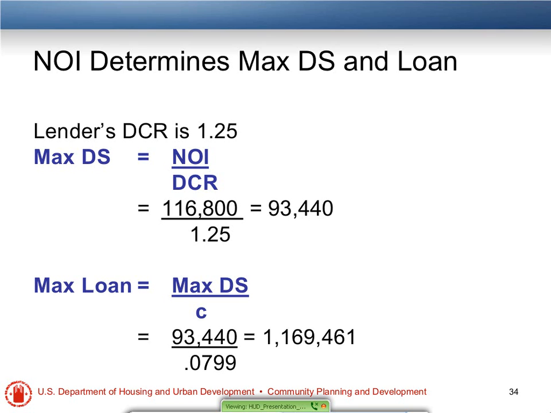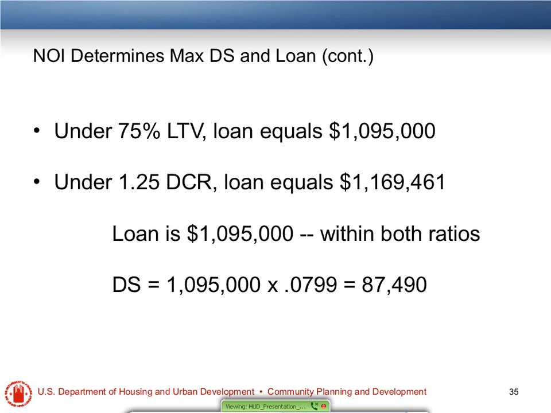We need to go to the second step, which takes debt service divided by the constant, and in this case we're using the constant for a 7% loan at a term of 30 years. That constant, 0.0799, means that the lender would be willing to lend, based on a debt coverage ratio, $1,169,000. In other words, this is the amount that the bank feels that the project can repay from rents from the project after it's paid expenses.